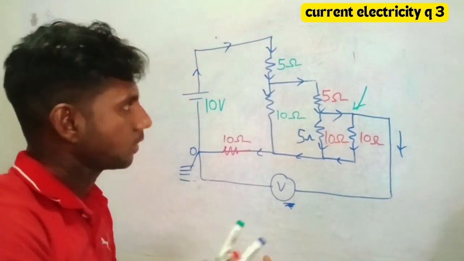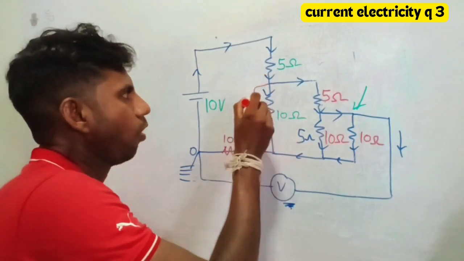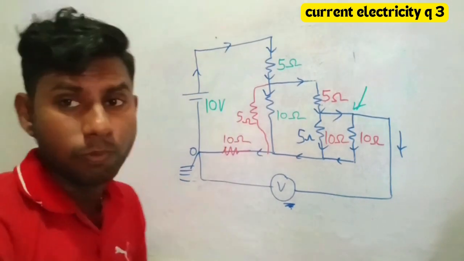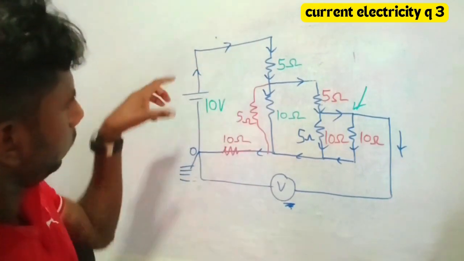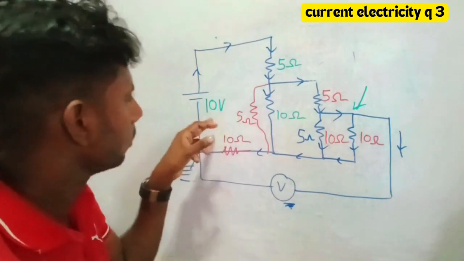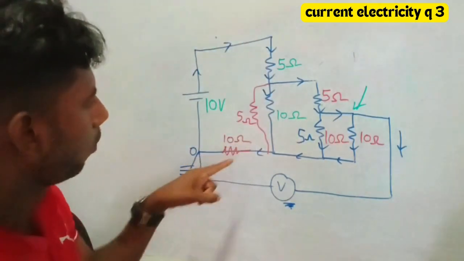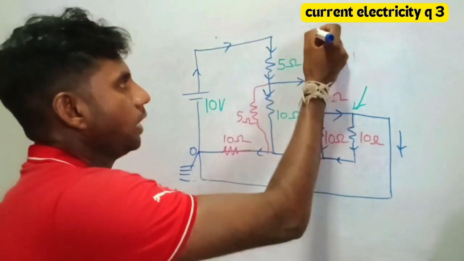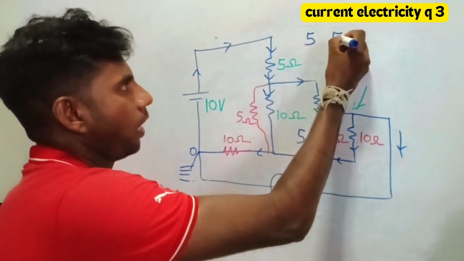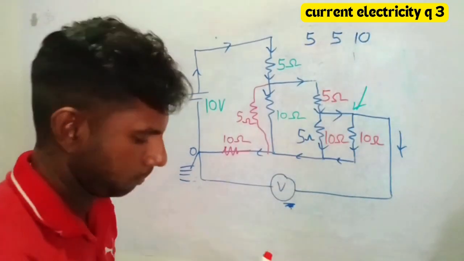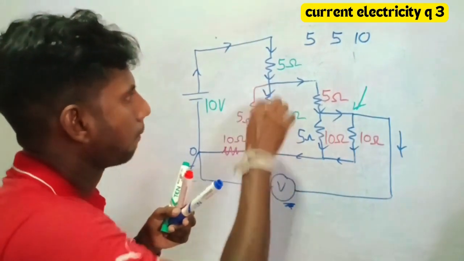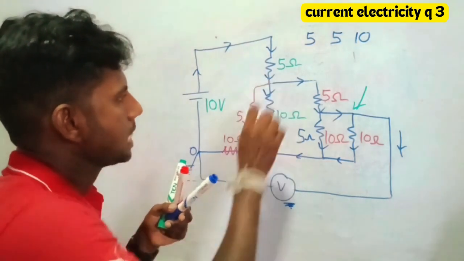I'll draw it like this. Now this 5 ohms, and then we have 5 ohms. Now we can divide the potential. So for this 10 volts potential, we have 5 ohms, 5 ohms, 10 ohms. Let's write it down. We have 5 ohms, 5 ohms, and 10 ohms. So we need only to find the potential across this 5, right?